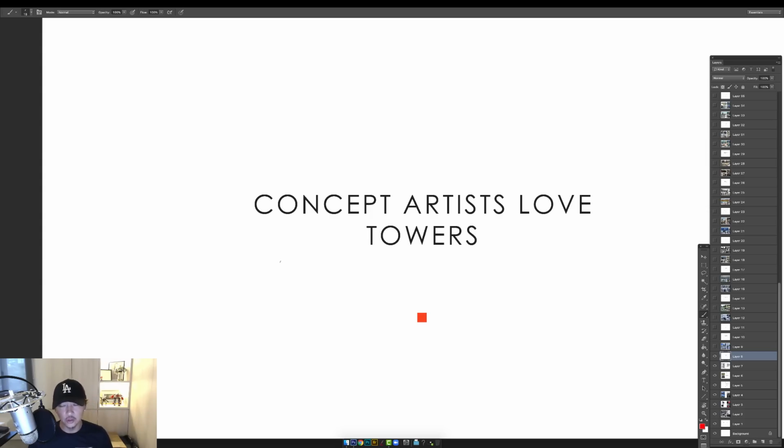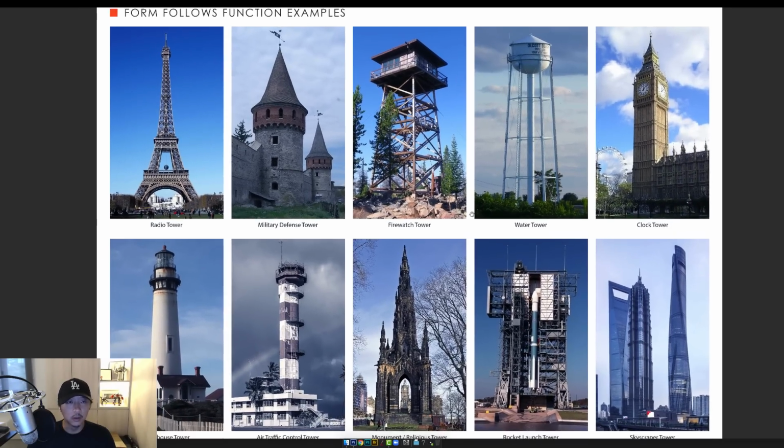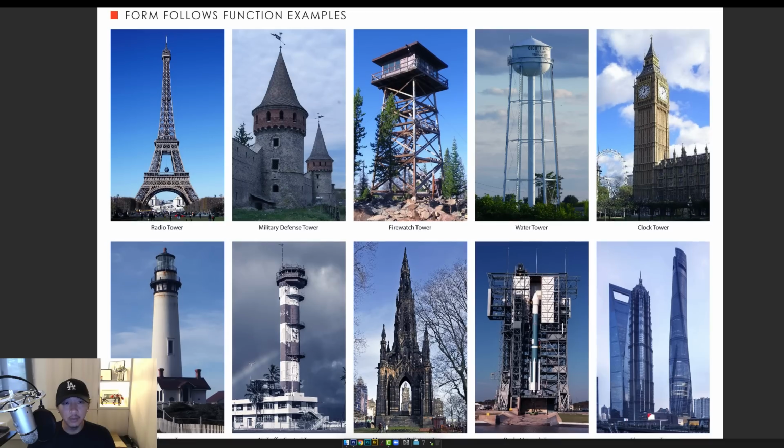But if you're doing this as a student, even if you like towers, I have a suggestion, which is put some function into the towers. Don't just make it a random shape in the middle of nowhere. Think about the function, because in the real world, towers serve purpose. Let's look at it. Boom. Here we have 10 examples of towers built by human beings.